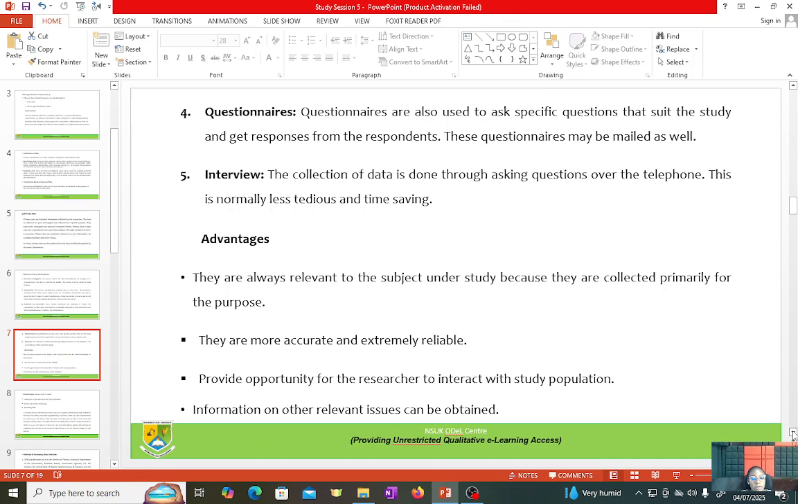Information on other relevant issues can be obtained. If you are there in person to collect this data, you enjoy the advantage of getting other extra information that might be relevant to the issue on ground, which you initially didn't factor in. So being on the field gives you that advantage.